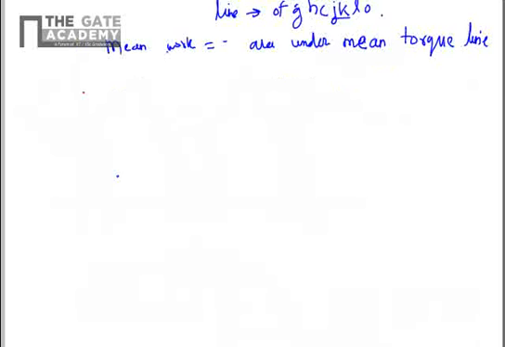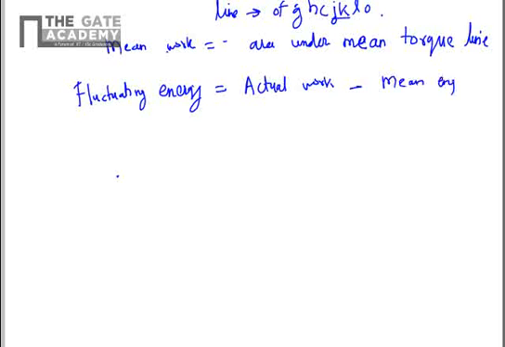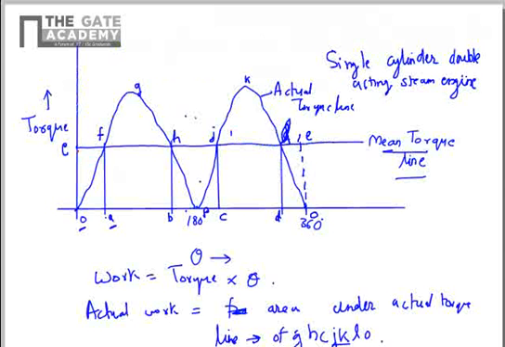So if you want to calculate the fluctuating energy, then you have to take the actual work or actual energy and subtract the mean energy. Anything fluctuating, if you want to calculate, you can just subtract the mean, and you will get the fluctuating. So we will subtract this area E, F, H, J, L, E from the real work, then we will get this area that I will shade here. This shaded area is the fluctuating energy about the mean.